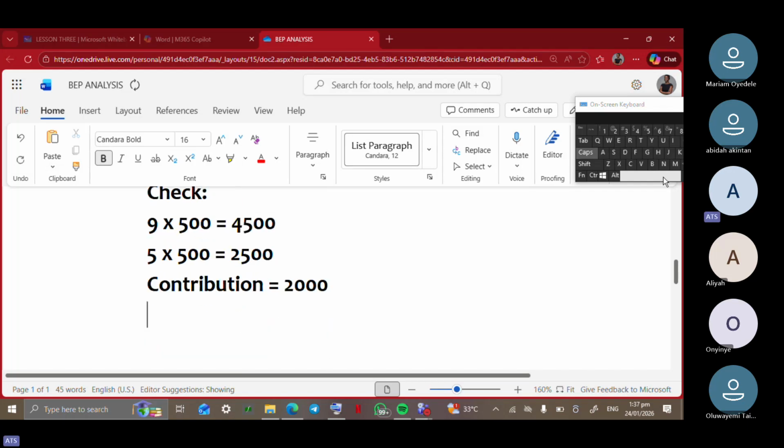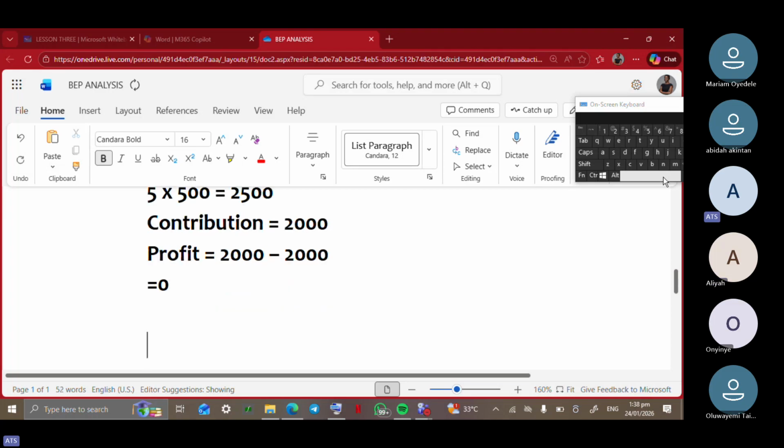And when you deduct your fixed cost, your fixed cost is 2,000, right? Yes. 2,000. So that will give you 0. Yes, since we are doing B. Now they're saying that's for the first one.